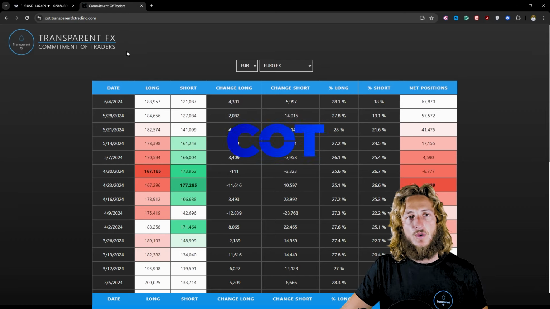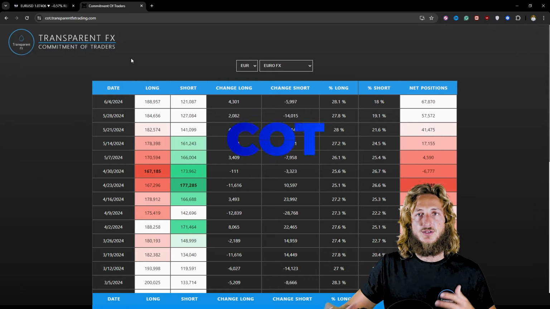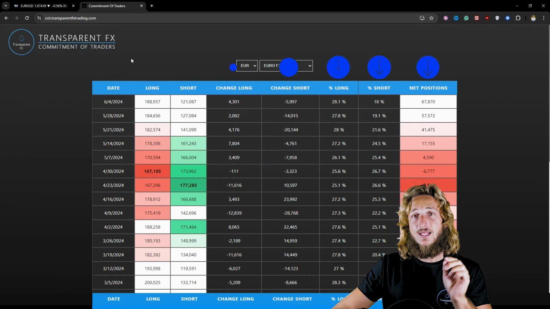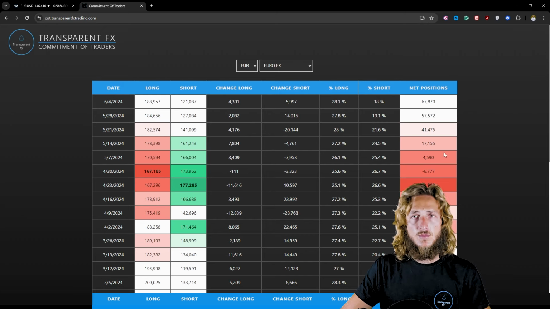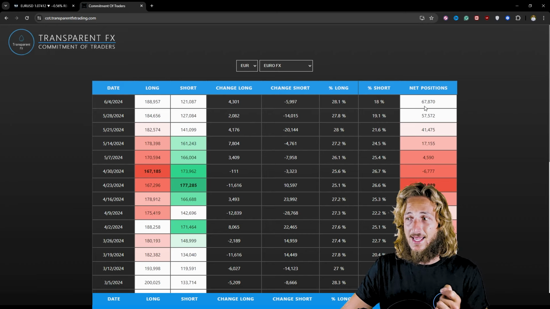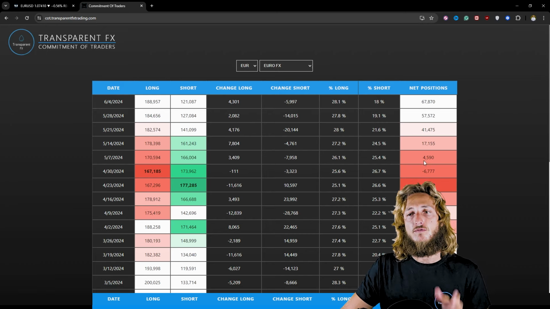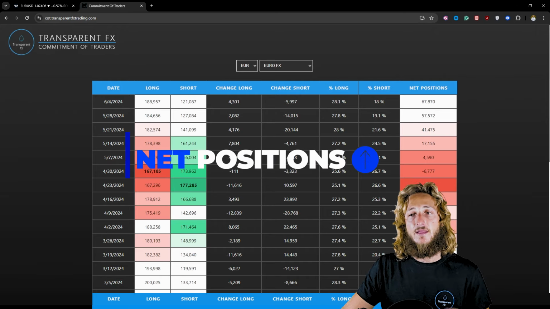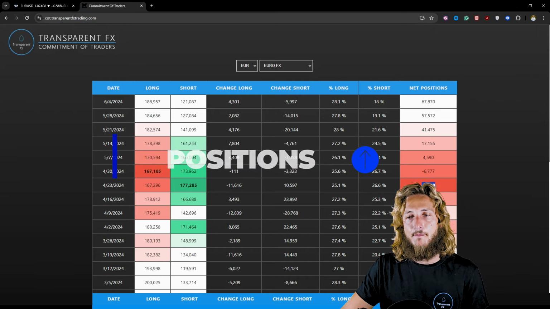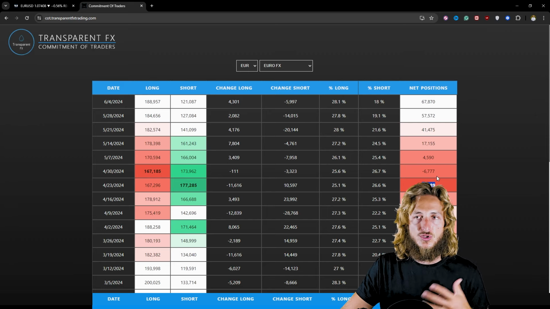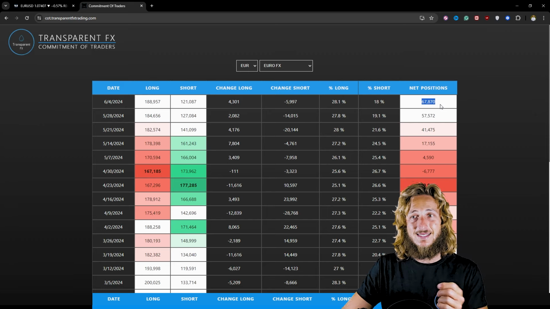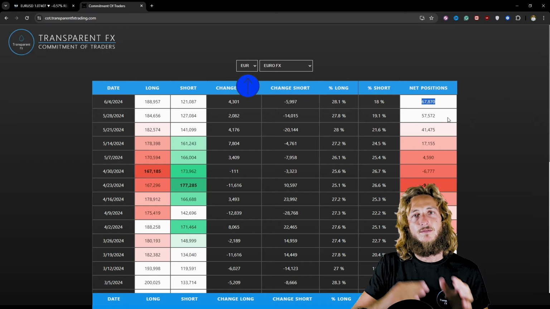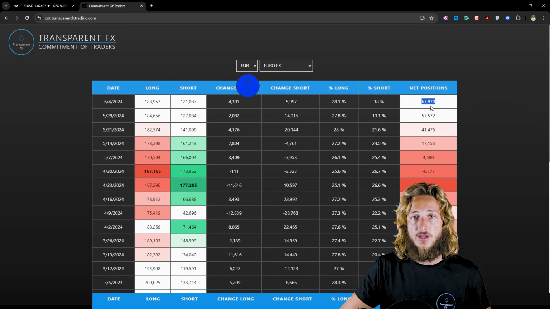Now, if we go and see what we have when it comes to the commitment of traders, so what hedge funds and the big players in the market are doing, and when we check the data precisely for the euro, what we can see is that with the last reports, there has been a huge shift from a negative net positioning back to a positive net positioning. In fact, institutions went from having minus 9.9k net positions all the way up to having plus 67.8k net positions, showing how institutions have shifted back to the bullish side for the euro.